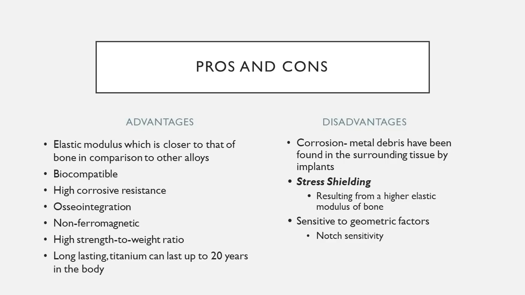So a lot of the advantages of titanium mirror that of stainless steel, except for one, which I want to point out at the top of this advantage list, is that the elastic modulus of titanium is a lot closer to that of bone in comparison to other alloys like stainless steel. The reason why this is important is that you can imagine a situation like a hip implant, where a metal implant is placed inside and alongside a bone like the femur.